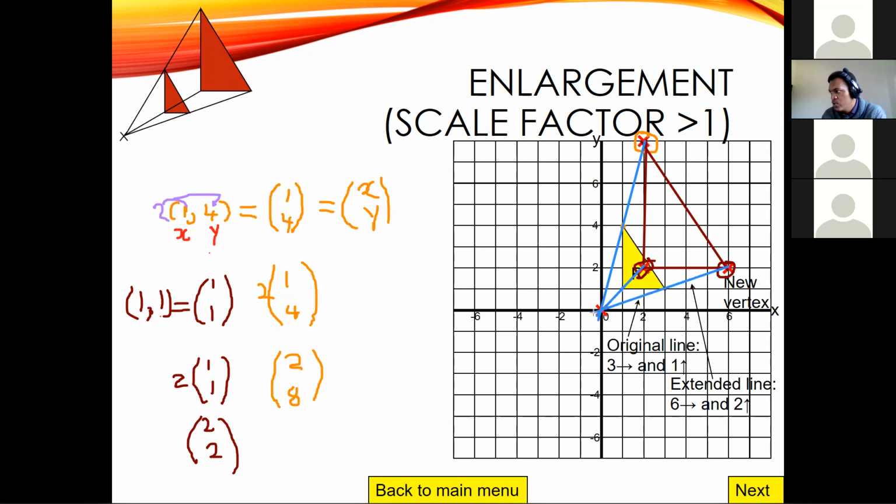When you draw a line joining it with the center, you will see that this point connects to where it came from, and they start at the center. So that is how we get our center of enlargement. The center of enlargement is always a coordinate.